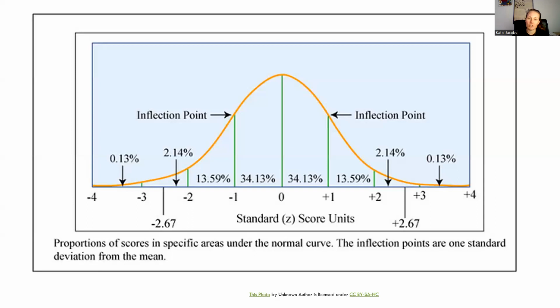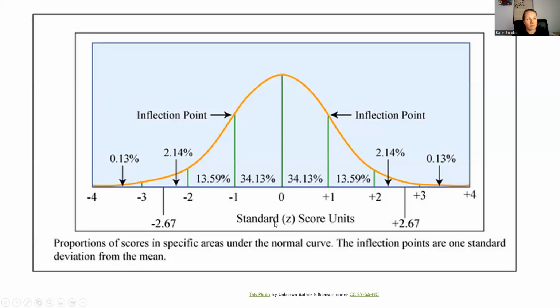Something that you'll notice that's interesting is that we remember from the features of our normal curve that one of the features is that it was symmetrical. So if we fold our normal curve in half, we'll see that it has the same exact values between the different z-scores. So 34.13% falls between a z-score of 0 and +1, and it also falls between 0 and -1. 34.13% of our sample or data falls between a z-score of 0 and -1.